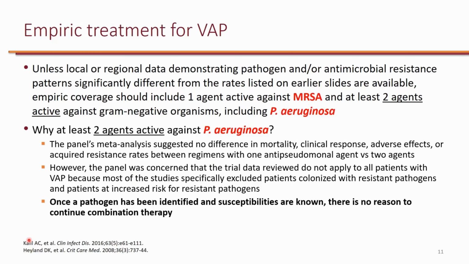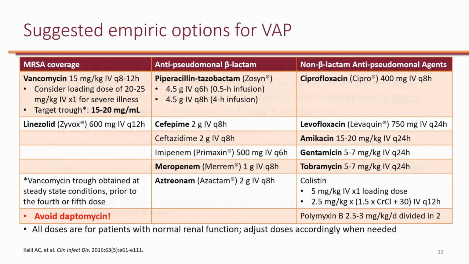The reason the guideline recommends two agents active against Pseudomonas for empiric therapy is that in case one of the agents doesn't cover the Pseudomonas, the other one should cover it. And this is not for every patient. These are patients that are at risk of having multi-drug resistant Pseudomonas. And of course, once a pathogen has been identified and susceptibilities are known, there is no reason to continue combination therapy. Now, your MRSA coverage antibiotics are typically vancomycin and linezolid. It's important to avoid daptomycin because it's inactivated by surfactant.